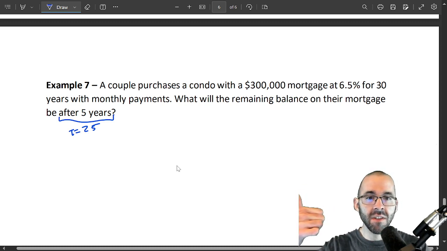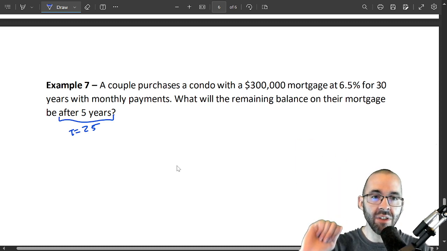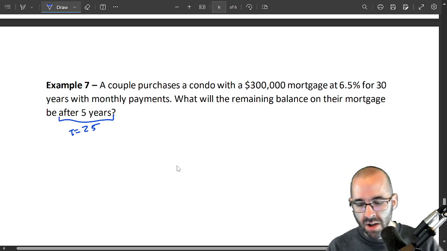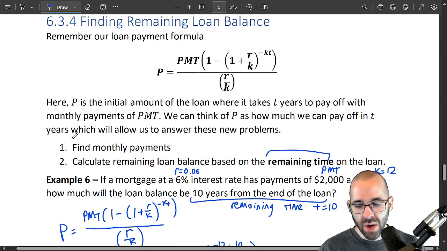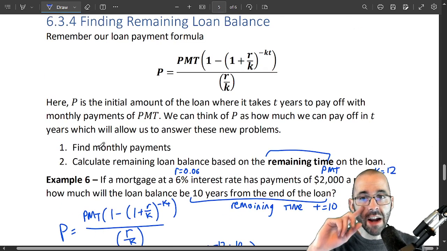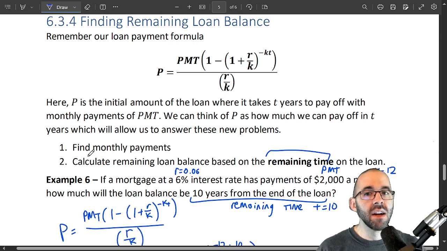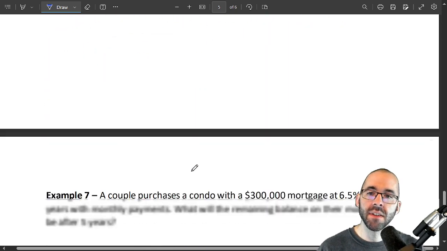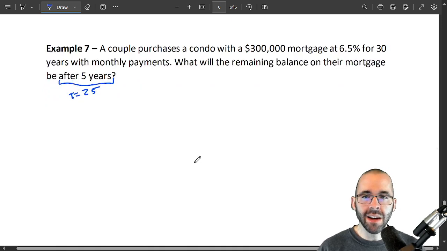30 years at the start, 5 years later, 25 years are left. Okay. So how do we find these more complicated questions? Step 1 was to find the monthly payments. Step 2 was doing what we did in example 6. So we got kind of different T's here, so watch out.